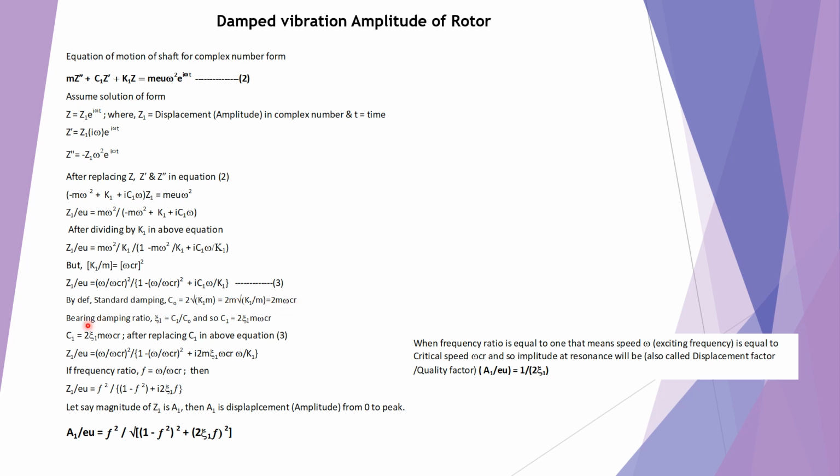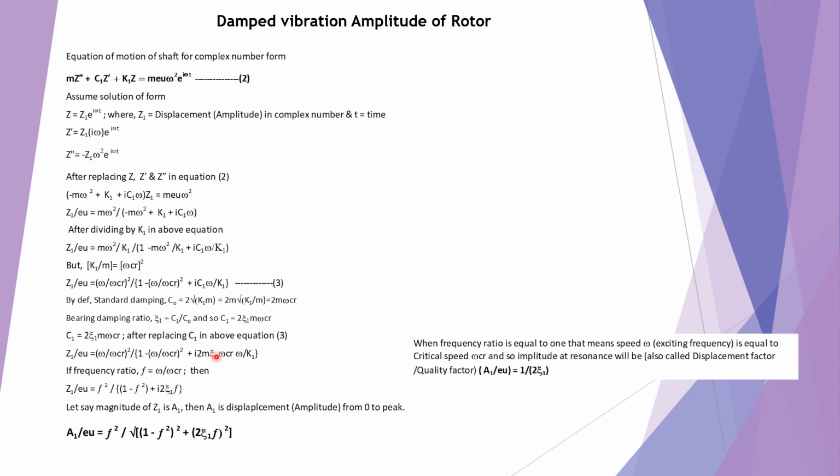This is equation 3. So by definition, standard damping c0 is equal to 2 into square root of k1 into m, which is equal to 2 into m upon square root of k1 upon m, which is equal to 2 into m into omega cr. So bearing damping ratio zeta 1 is equal to c1 upon c0. So c1 is equal to 2 zeta 1 m omega cr.